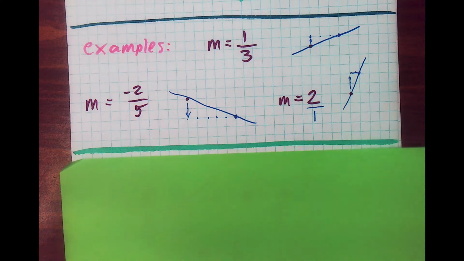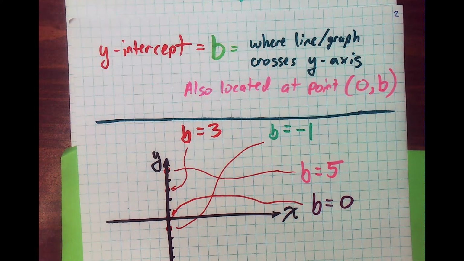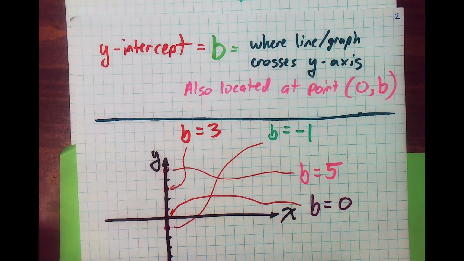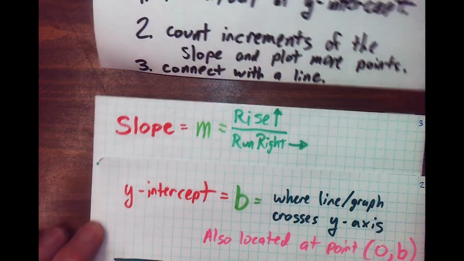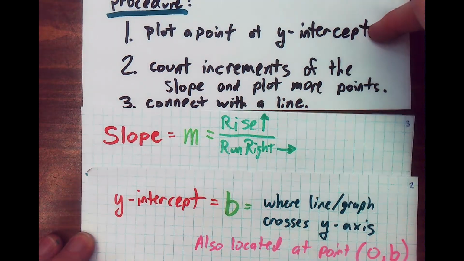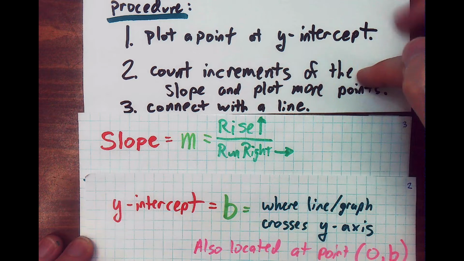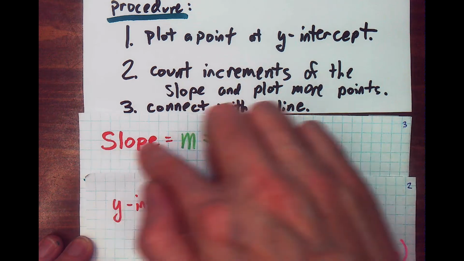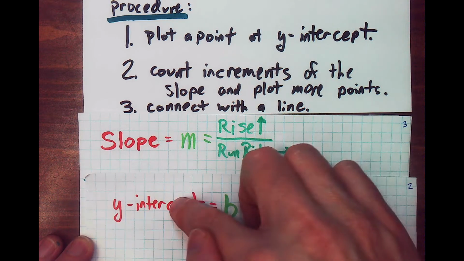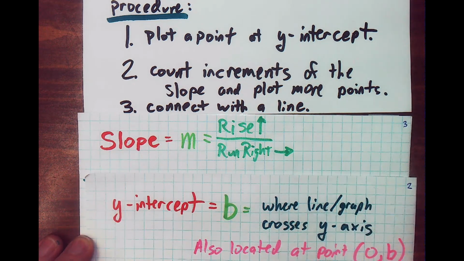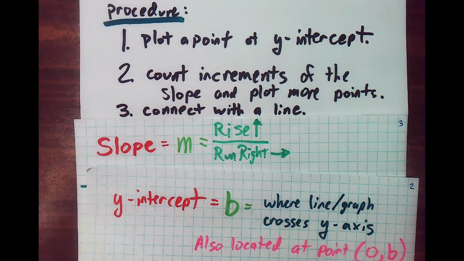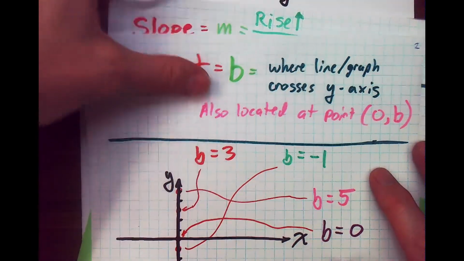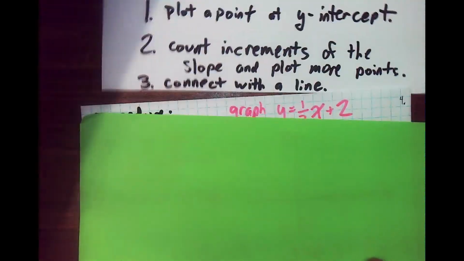So again, getting back to our original concept of graphing our slope-intercept, we're going to plot a point at the y-intercept. We're going to count increments of the slope and plot more points, and we're going to connect them with a line. What's the slope? It's rise over run. What's the y-intercept? It's where the line or graph crosses the y-axis. So let's do some examples, and let's do them quickly.